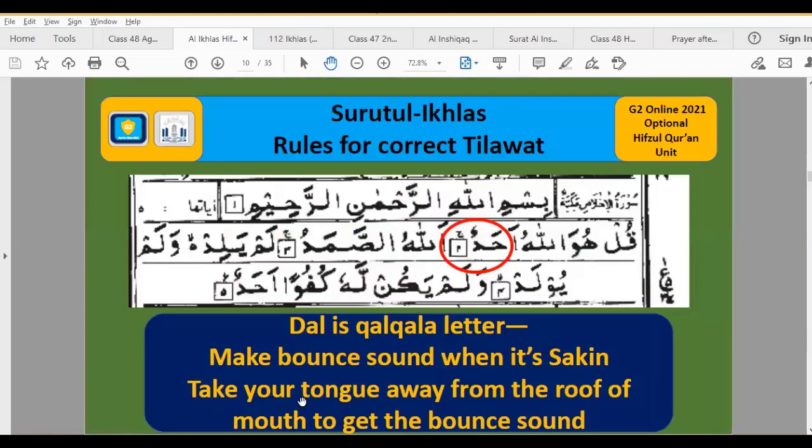Okay, now as you can see over here, because we're stopping on the dal and this dhammatain becomes a sukoon, dal now becomes a kalkala letter because it has a sukoon on it and we're stopping after that. So what we have to do is make a bouncing sound when it's sakin. So when dal becomes a sakin letter, we have to make a bouncing sound on it, like we've just seen. So what we have to do is take our tongue away from the roof of our mouth to get the bouncing sound. Okay? Had, had. Okay? So we mustn't stop our sound there. So normally when it's a sukoon, we have to stop our sound. But because it's a kalkala letter, we have to produce a bouncing sound, which I know most of you have been doing really well in the past classes as well.